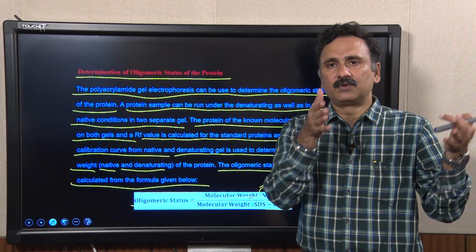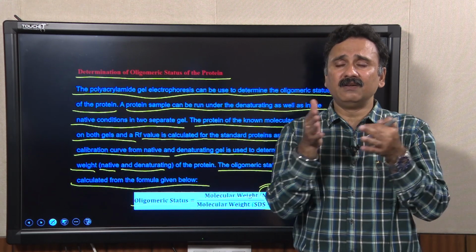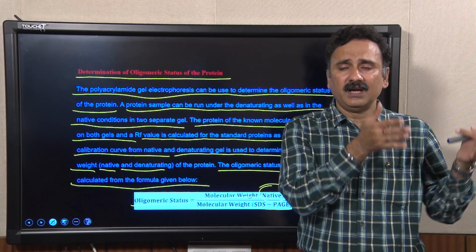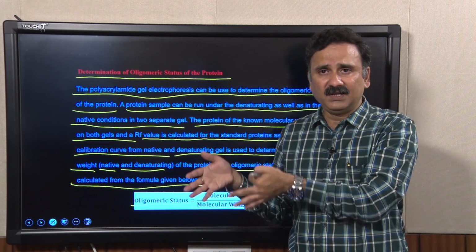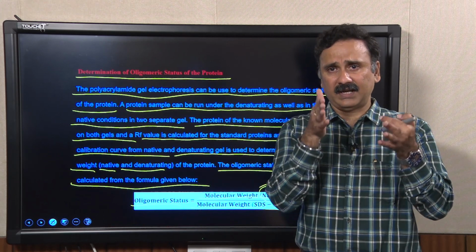Now, you have to run the markers as well. Marker proteins are also very different when you run them for the native PAGE versus the SDS PAGE. The marker protein I have shown you just now is only for the SDS PAGE.